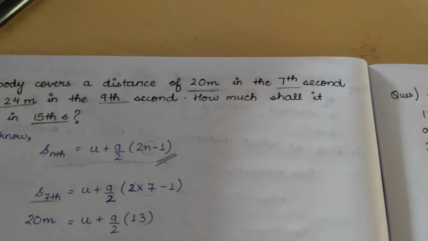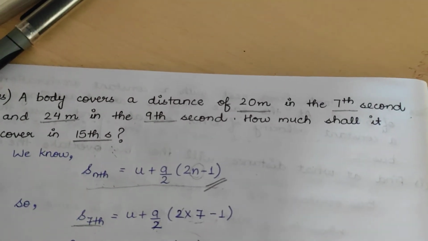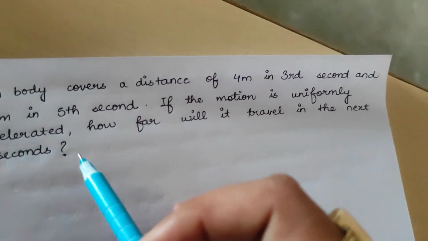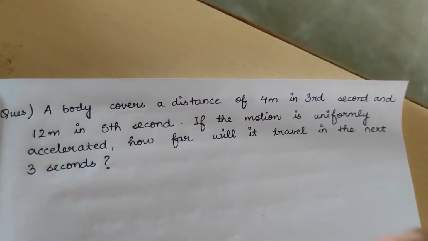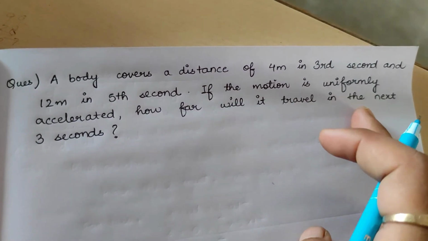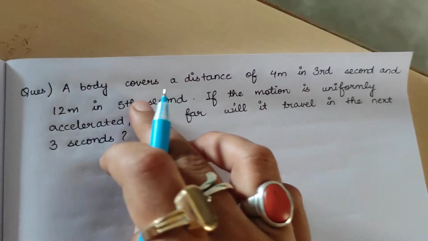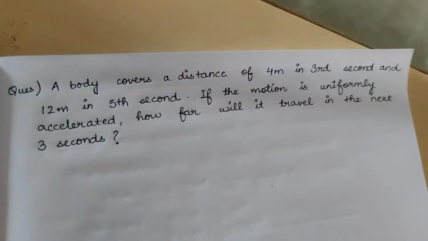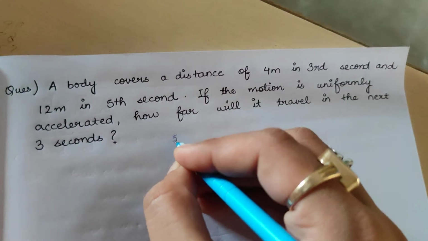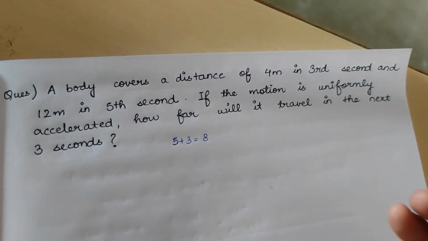Now, you can compare these questions. Earlier we were talking about the 15th second, but here we are not given the exact nth term to find. We are given that the body, after 5 seconds, will travel some distance in the next 3 seconds. So 5 plus 3 gives us 8.